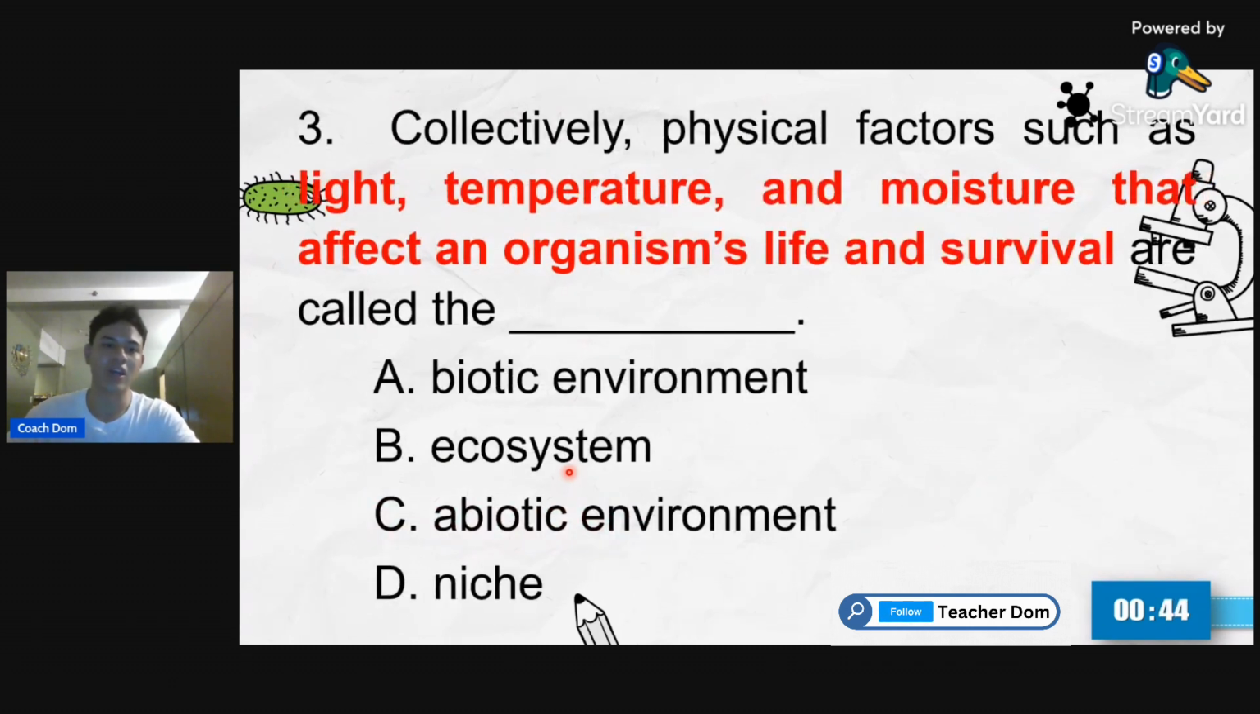Question number 3. Collectively, physical factors such as light, temperature, and moisture that affect an organism's life and survival are called A. Biotic environment. B. Ecosystem. C. Abiotic environment. Or D. Niche. Yung clue natin dito, light, temperature, and moisture that affect an organism's life and survival. What's your answer for question number 3?